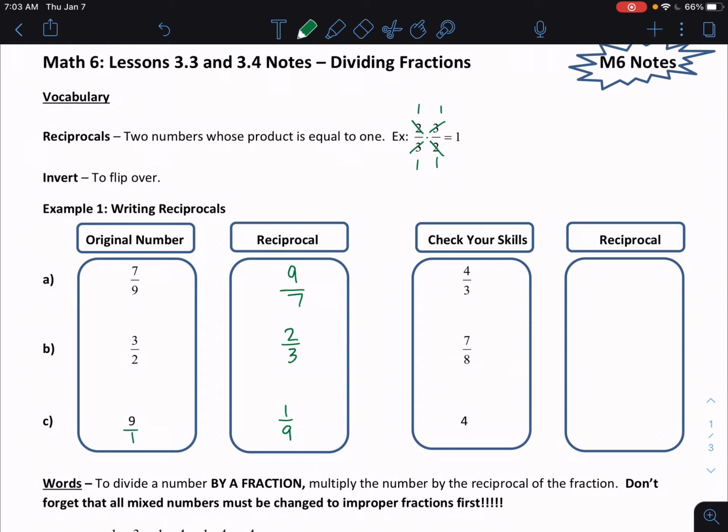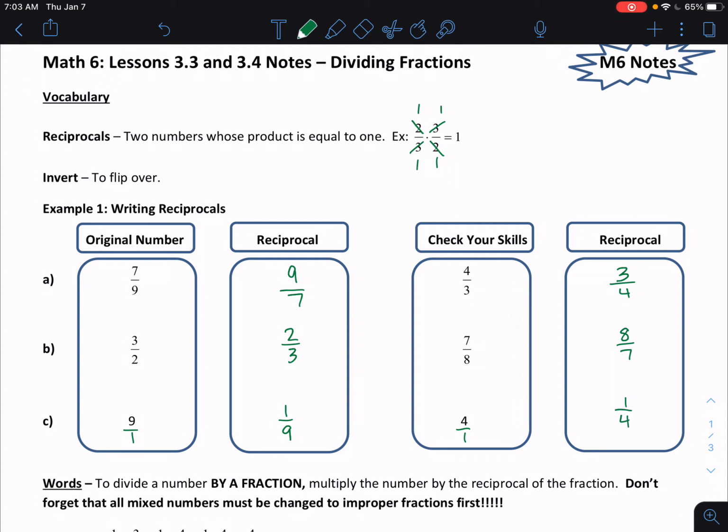So for 4 over 3, it's going to be 3 over 4. For 7 over 8, it's going to be 8 over 7. And then again, I'm going to put 4 over 1. So my reciprocal is 1 over 4.